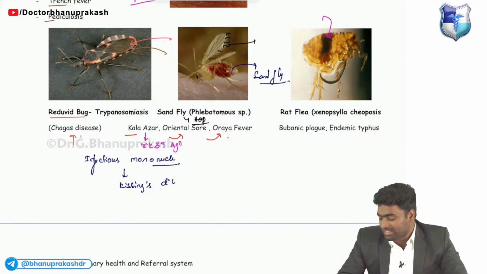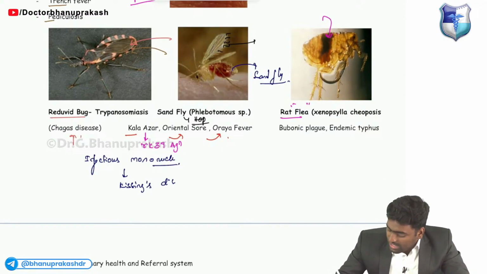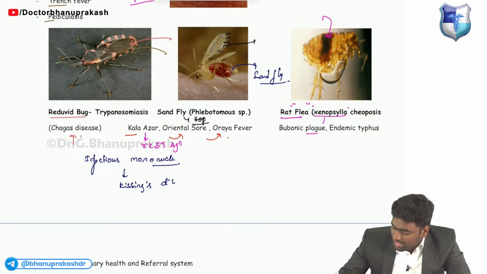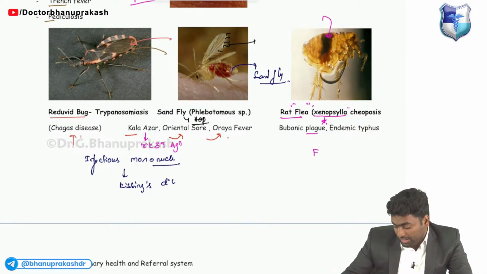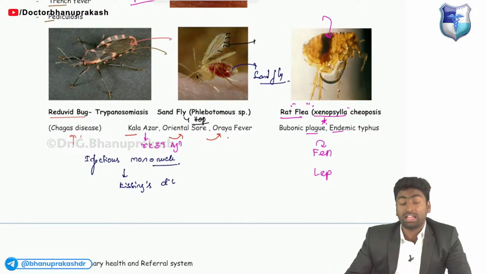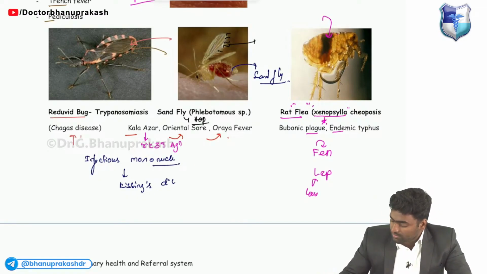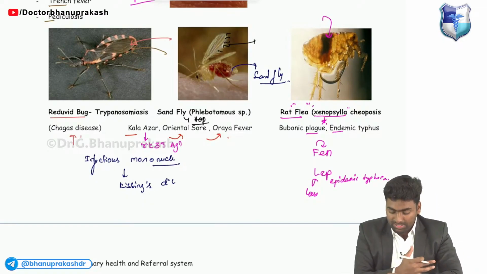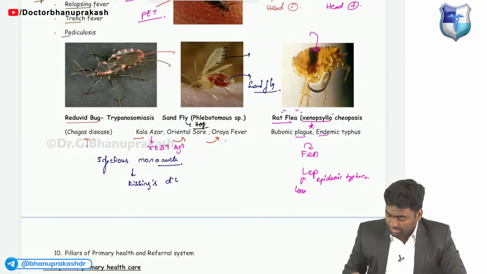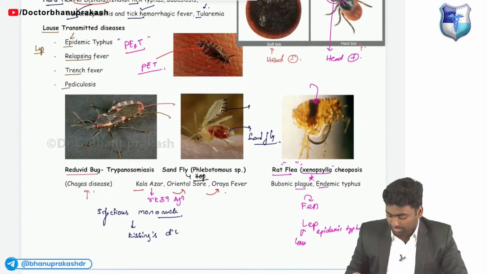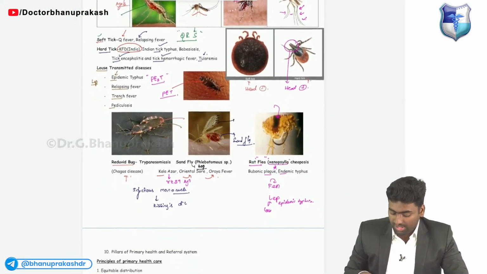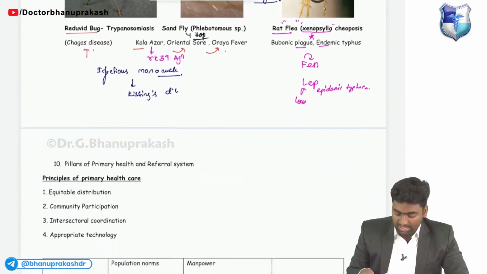Then if you see this organism, this is the rat flea, also known as Xenopsylla, which is responsible for plague. Remember this flea, pen and lip. The flea causes endemic typhus, whereas the louse causes epidemic typhus. Different types of plague are there. These are the vectors you need to remember. Just go through these and you will remember them for a lifetime.